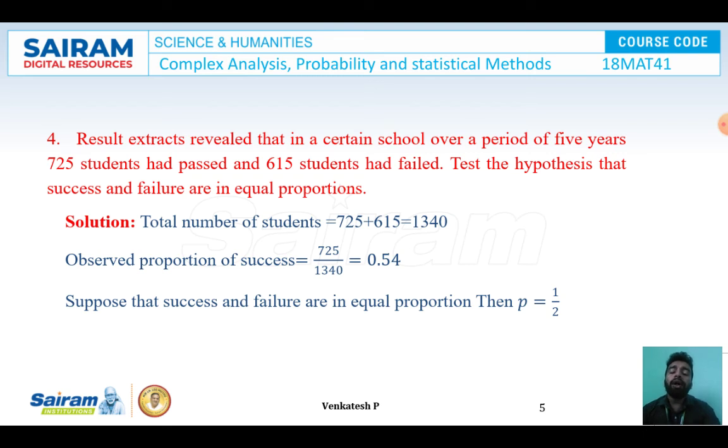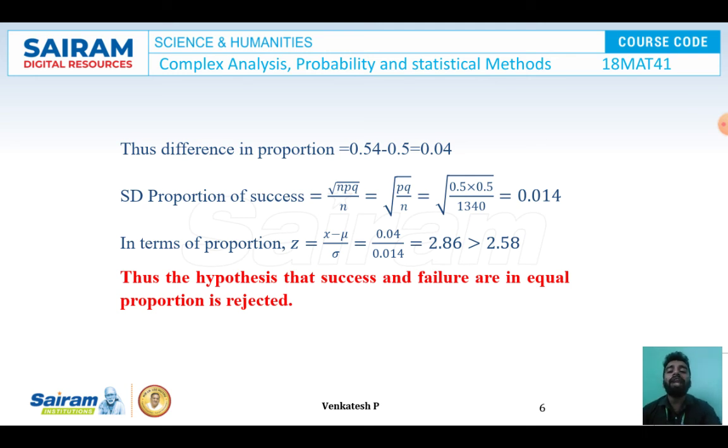Now we have to define the events P and Q. I'll take P as the success ratio and Q as the failure ratio, and they have given that the pass and fail ratios are in equal proportions. Since it is equal proportions, I'll take P is equal to 1 by 2 and Q is equal to 1 by 2. Now we'll check whether the hypothesis is true or not. To calculate that, we have to calculate the value of Z is equal to X minus mu by sigma. First I'll find the value of X minus mu, that is 0.54 minus 0.5. So we got X minus mu is equal to 0.04.